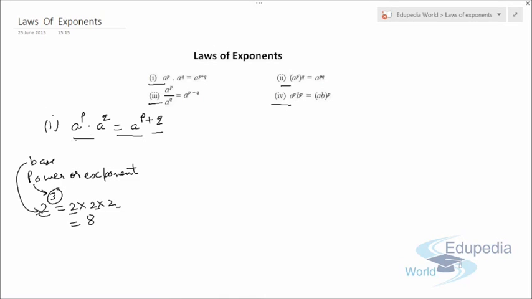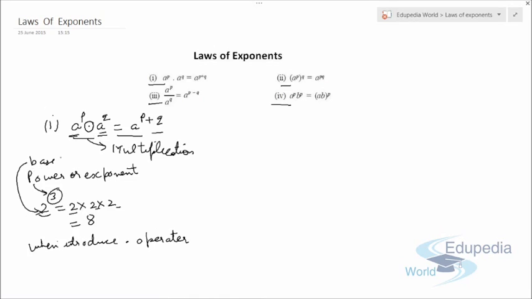Now in this law we also use a dot. In mathematics, when we introduce a dot operator between two variables, it always implies multiplication. So always keep this in mind. Whenever we introduce a dot between two variables, it always implies multiplication.